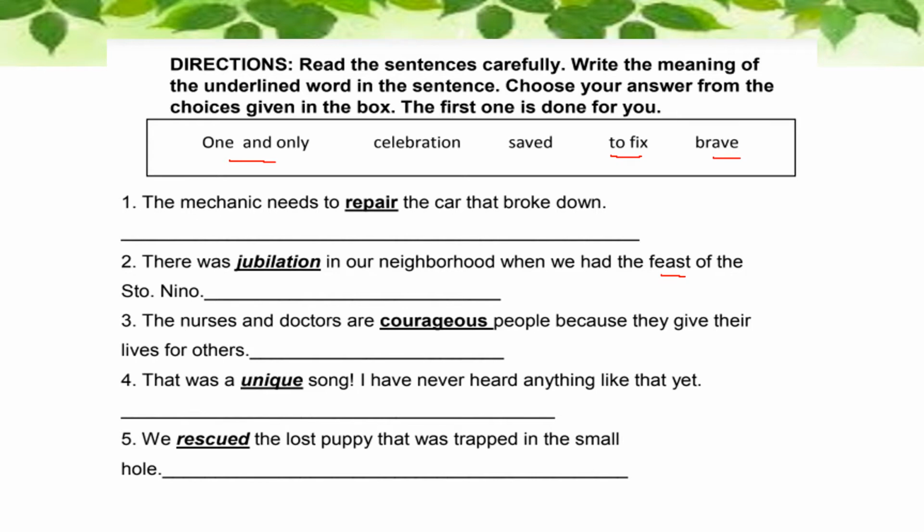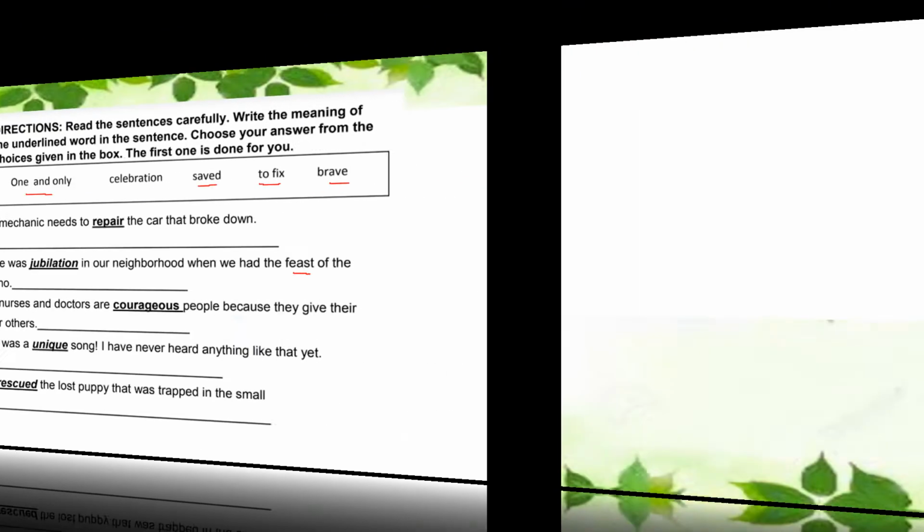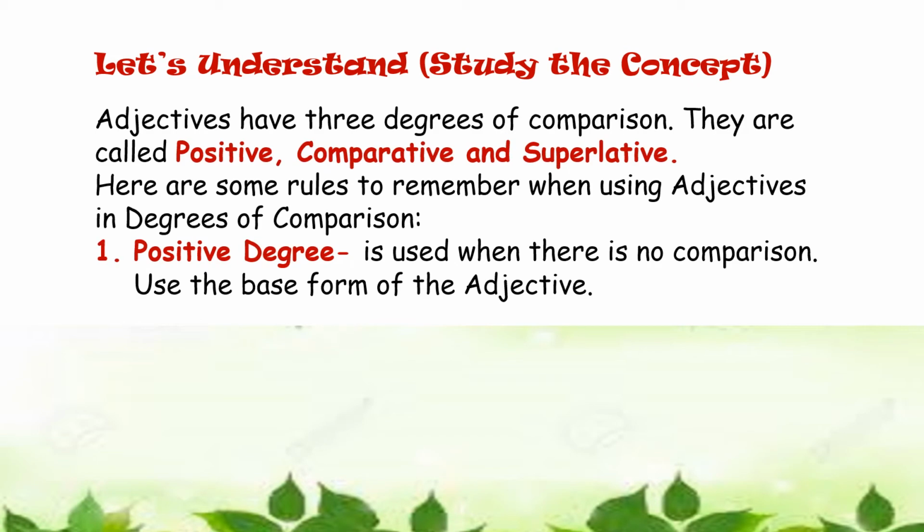Number five, we rescued a lost puppy that was trapped in the small hole. So when you rescued something, it means that you saved something or someone. Okay, let's understand and study the concept. Adjectives have three degrees of comparison. They are called the positive, comparative, and the superlative. Here are some rules to remember when using adjectives in degrees of comparison.